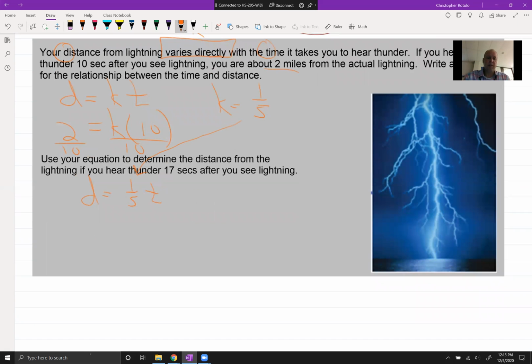Use your equation to determine the distance from lightning if you hear thunder 17 seconds after you see the lightning. 17 seconds. I'm pretty sure that is a time. So that means it would be 17 over 1, so 17/5. So that means your distance is 17/5 miles.